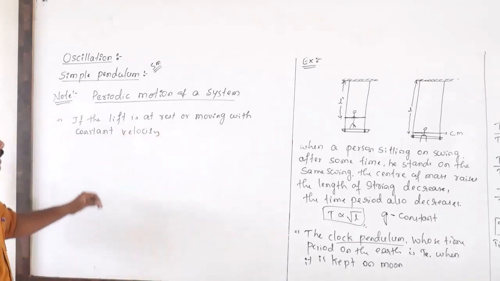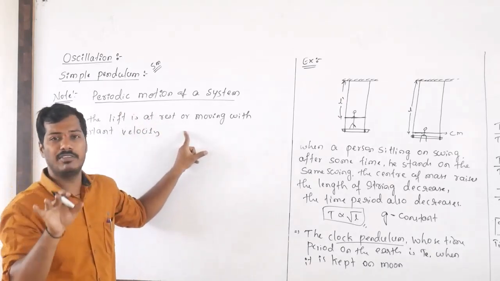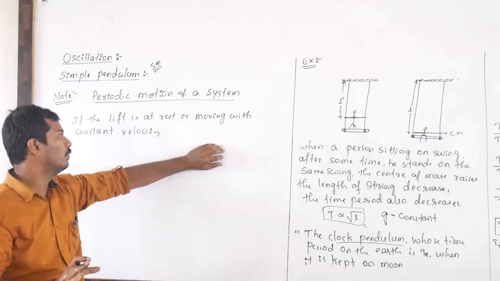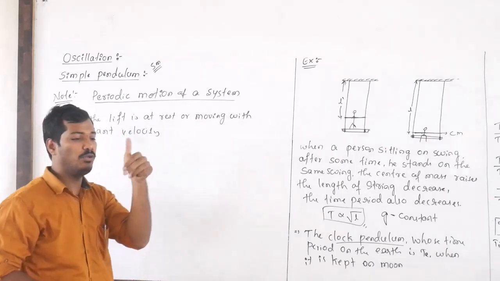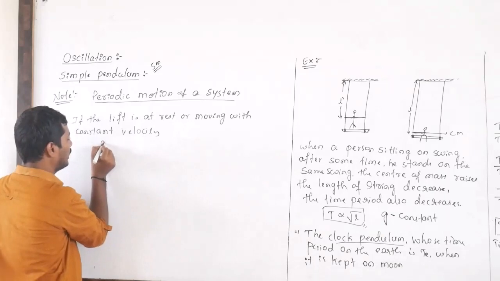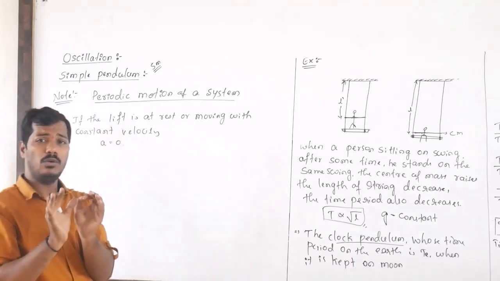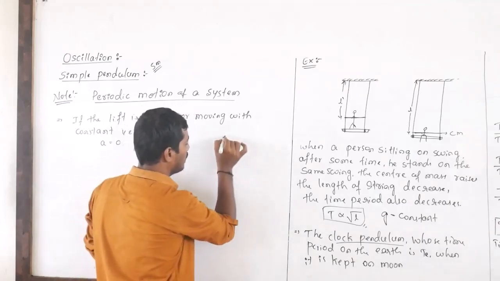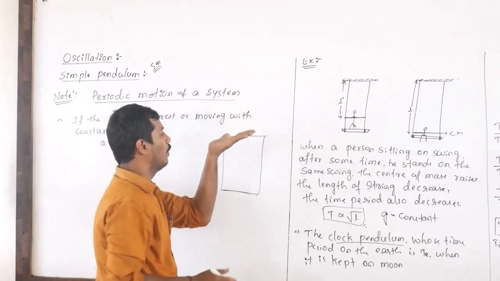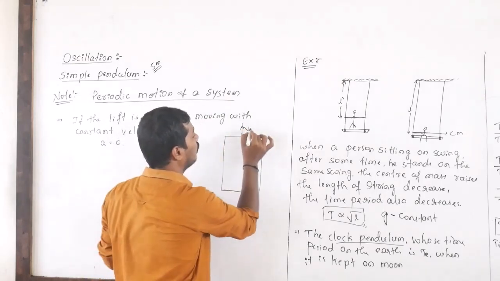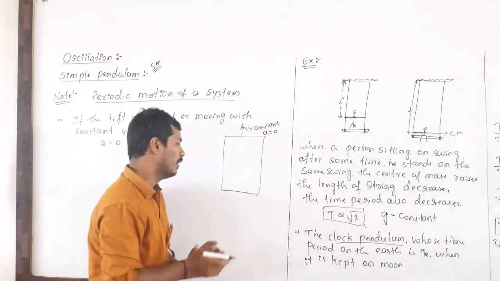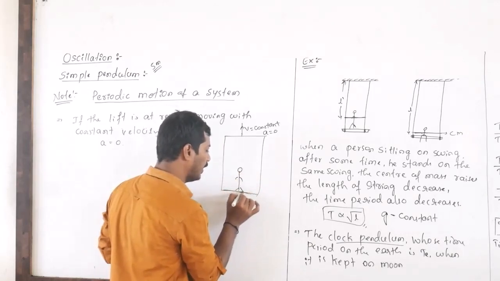There are two conditions. If it is at rest, the displacement of the body is zero, the velocity is zero, and the acceleration is also zero. If it is moving with a constant velocity, the acceleration is also zero here. So in this situation, the acceleration of your body is zero. It means the lift is moving downwards or upwards with a constant velocity. If the velocity is constant, the acceleration is zero. If the lift is at rest, the same condition applies.